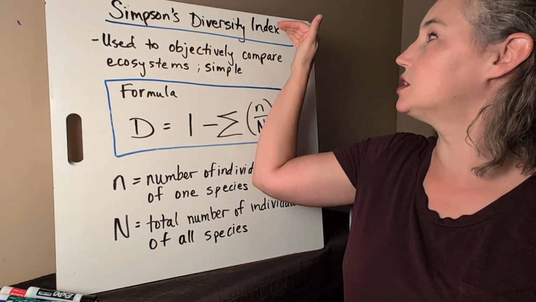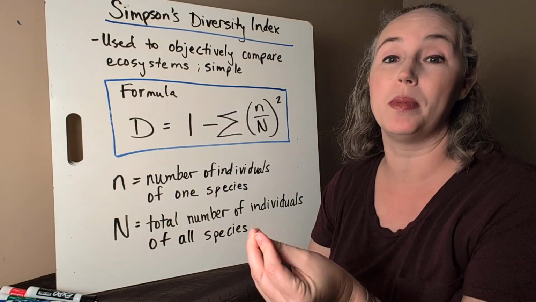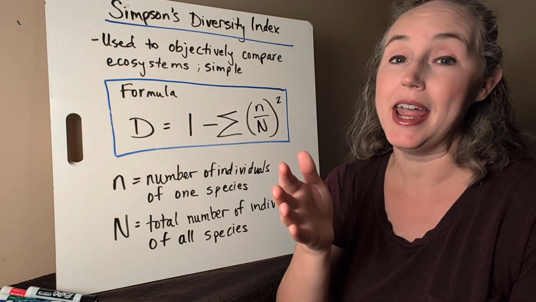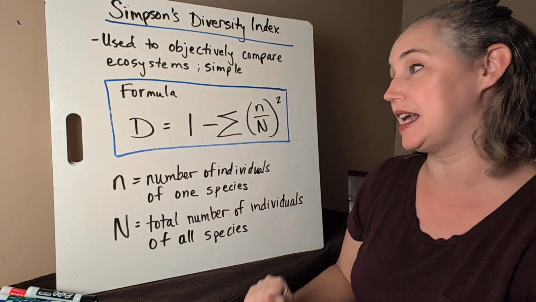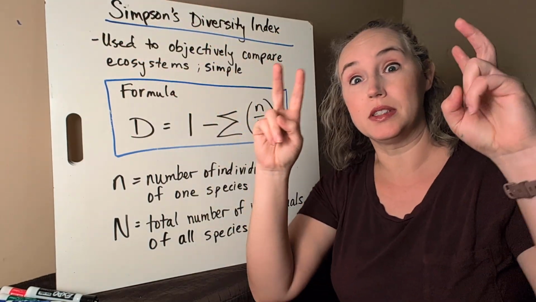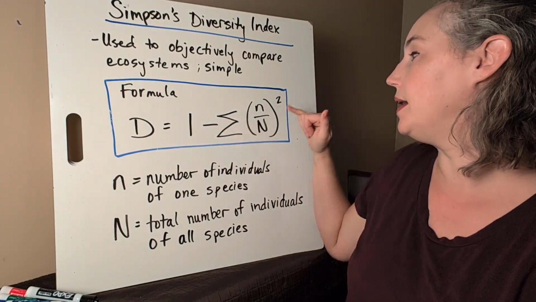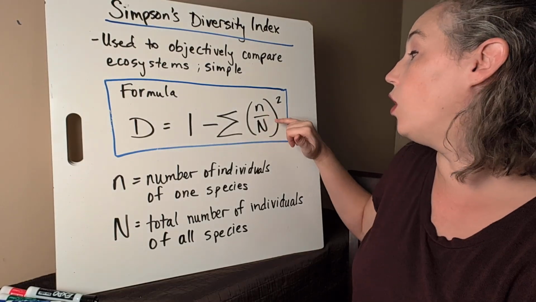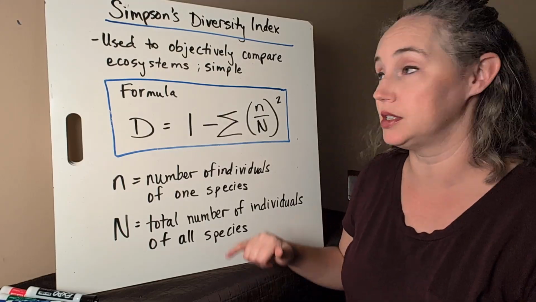So we use Simpson's Diversity Index to objectively, numerically compare the biodiversity of ecosystems. We use it because it's simple, and for ecologists, it's one of the most commonly used indices out there. D is what we use for Simpson's Diversity Index. D equals 1 minus the sum of little n, that's the number of individuals of one species, over big N, the number of individuals of all the species in the ecosystem, squared.